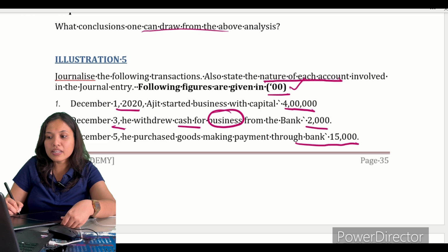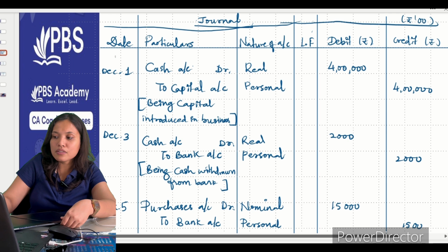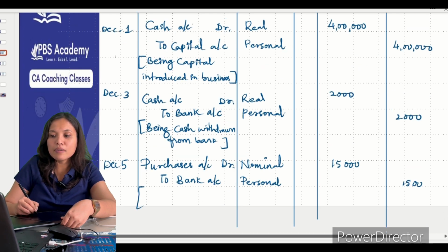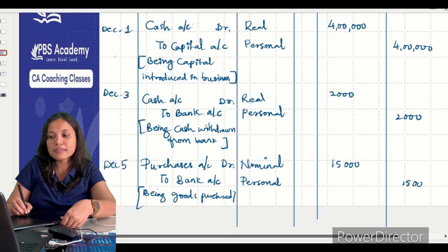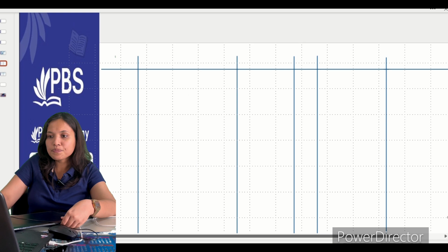What is the amount we have? 15,000. You can write down purchase of goods through bank. Narration being goods purchased. That's also enough. Okay, clear? I am moving to the next page.